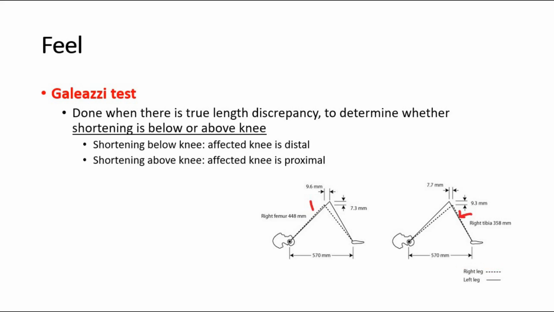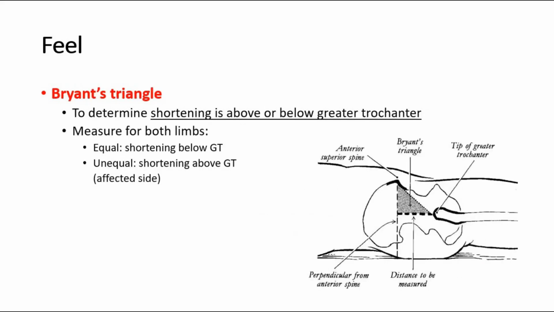So after doing the Galeazzi test, there is also a test called the Bryant's triangle. This is to determine whether the shortening is above or below the greater trochanter at the hip joint. So we have to locate the ASIS, which is the anterior superior iliac spine, and the tip of the greater trochanter, shown in this picture here. And we draw two perpendicular lines, and this will be the distance to be measured, which is the base of the triangle.